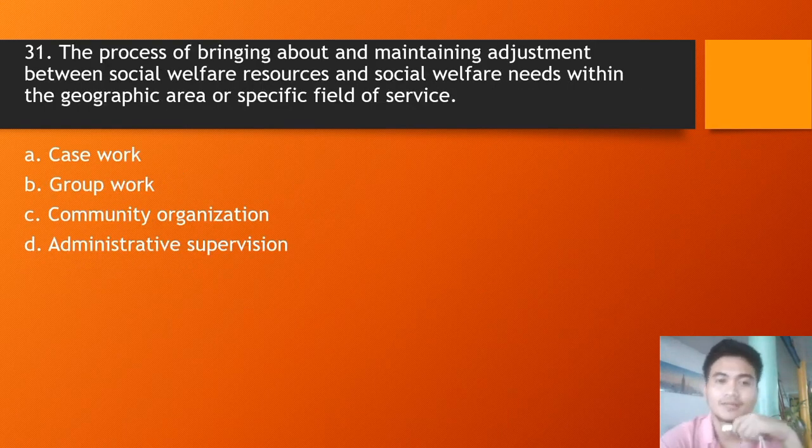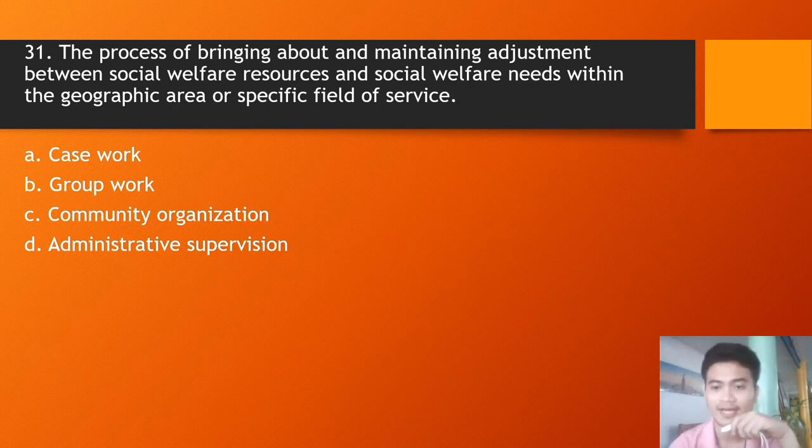Number 31. The process of bringing about and maintaining adjustment between social welfare resources and social welfare needs within the geographic or specific field of service. Okay, this one refers to the methodologies. So among the methodologies that we use, which of these refers to the process of bringing about and maintaining adjustment in a geographic or specific field of service? For this one, the correct answer here is letter C, community organization. We are bringing change or adjustment in the community level, geographic area.